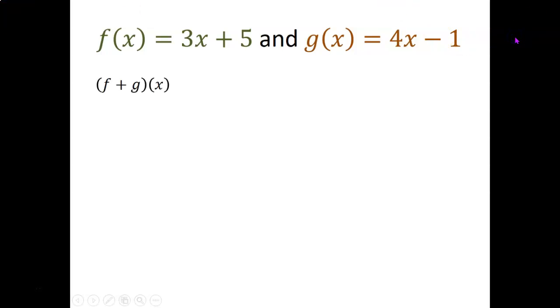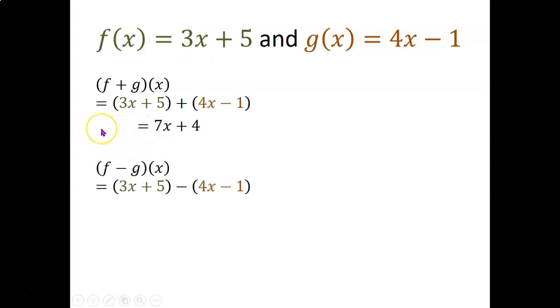So what is the function you get when you add these together? The new function f plus g of x. Well, if we add together 3x plus 5 plus 4x minus 1, after simplifying that by combining like terms, we get 7x plus 4. So 7x plus 4 is what you end up with if you take any number for x and evaluate f of x and g of x and then add those two numbers together.